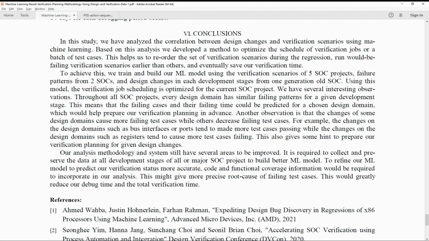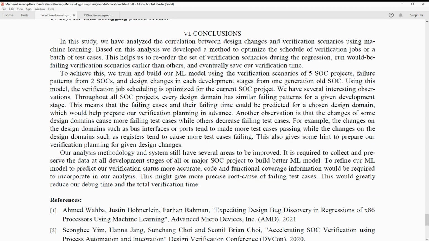To achieve this, we train and build our ML model using the verification scenarios of five SoC projects, failure patterns from two SoCs, and the design changes in which data in each development stage from the one generation old SoC. Using this model, the verification job scheduling is optimized for the current SoC project.